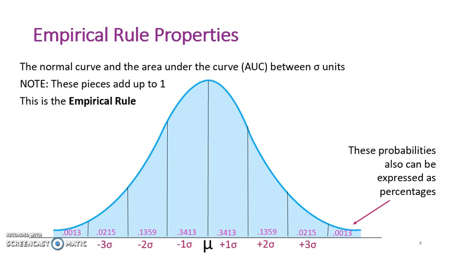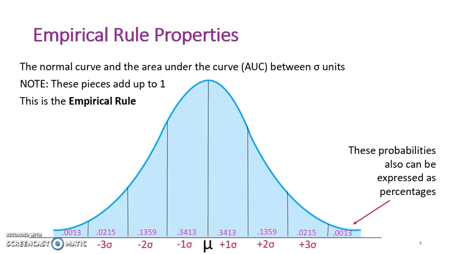For example, the probability of score occurrence between the mean and 1 standard deviation above the mean is 0.3413. The same probability of score occurrence falls between the mean and 1 standard deviation below the mean. We can express these probabilities as percentages too by multiplying by 100. For 0.3413, that would be 34.13%.